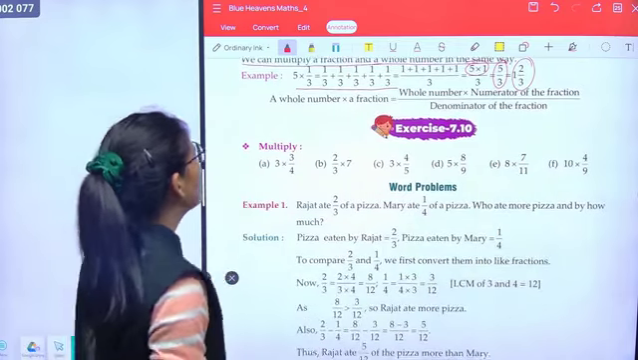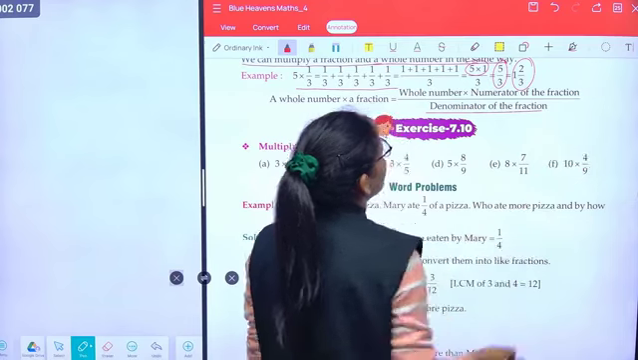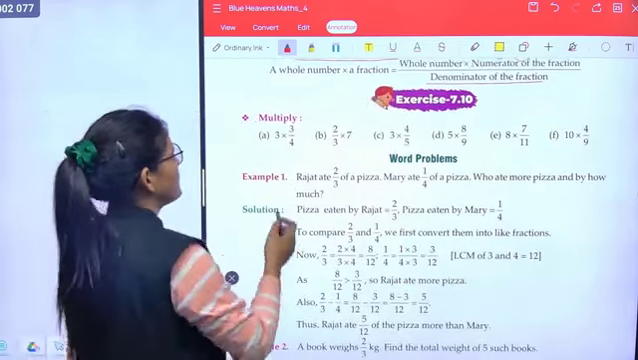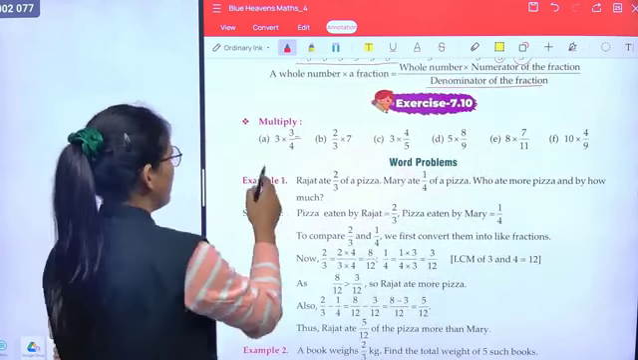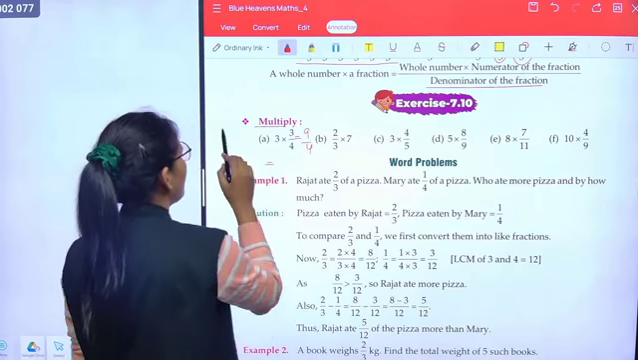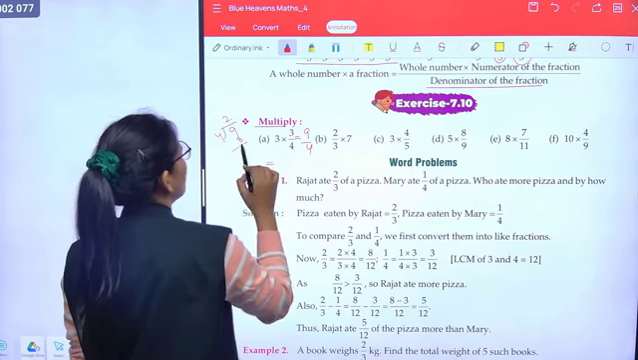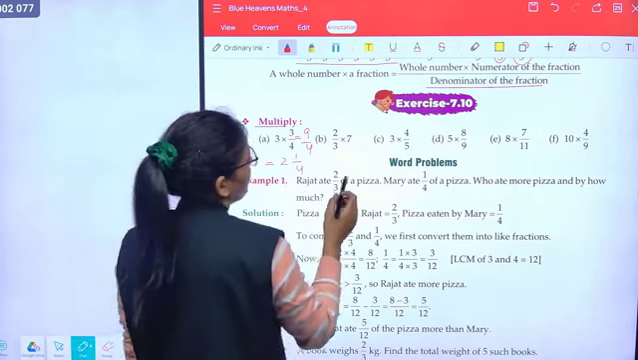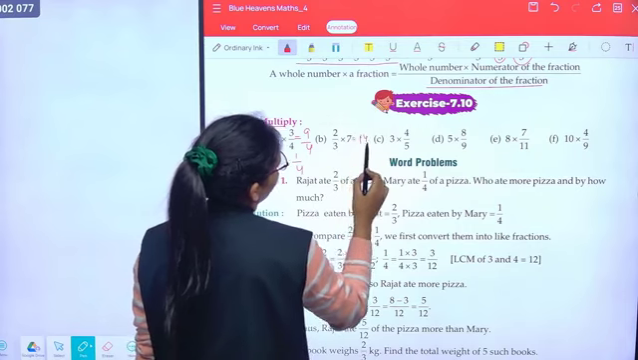Now a whole number into a fraction: a whole number into numerator of fraction and denominator of the fraction. Okay class? See class. Multiply 3 3s are 9, 9/4. अब हम क्या करेंगे? 9 को डिवाइड कर देंगे 4 से. 4 2s are 8, so quotient 2 and remainder 1/4. Again understand. Now similarly 7 2s are 14/3.